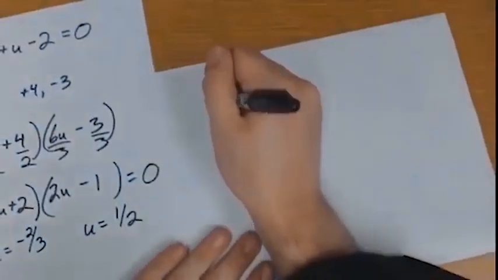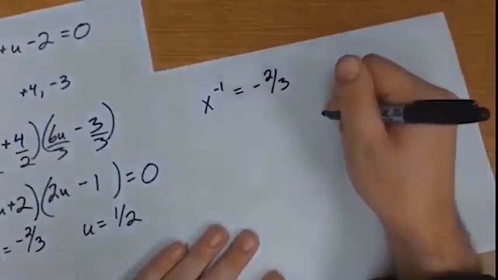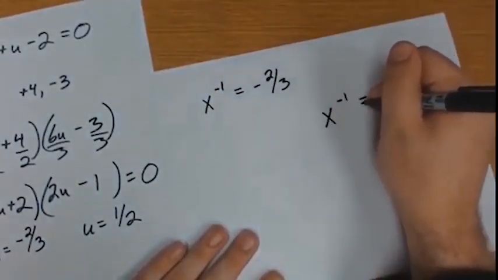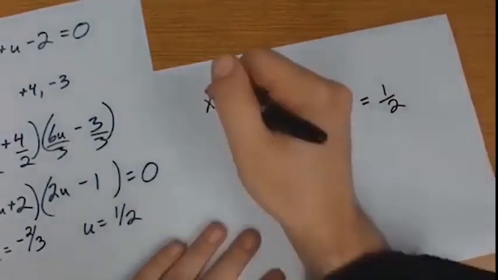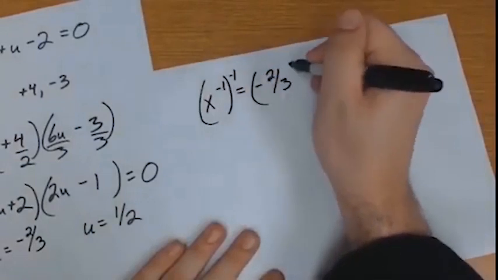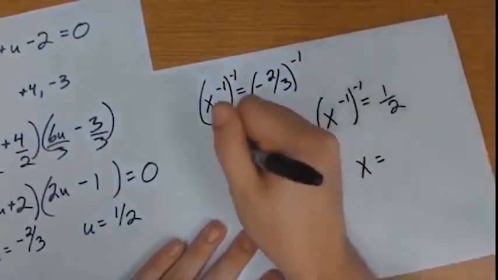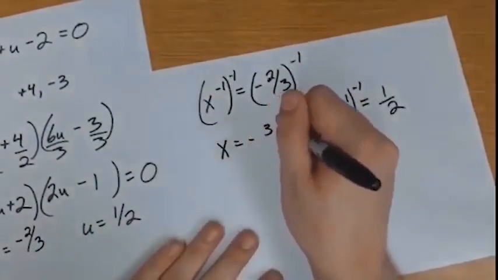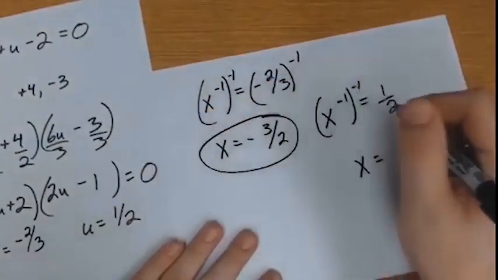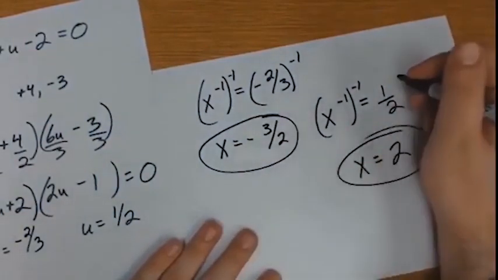But we got to replace back. U was x to the -1st, so x to the -1st equals -2/3. X to the -1st equals +1/2. Let's raise both of these to the -1 power, because that's what will give us x to the +1st. It'll give us our x equals -1 power is just reciprocal, so -3/2. 2/1, just x equals 2.